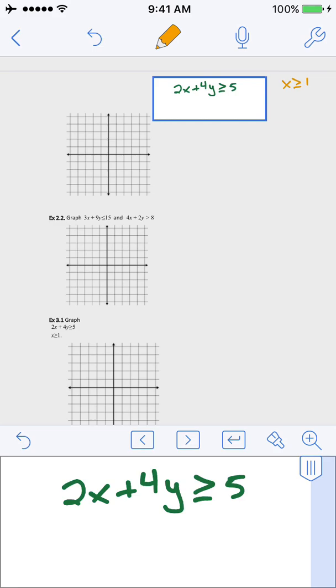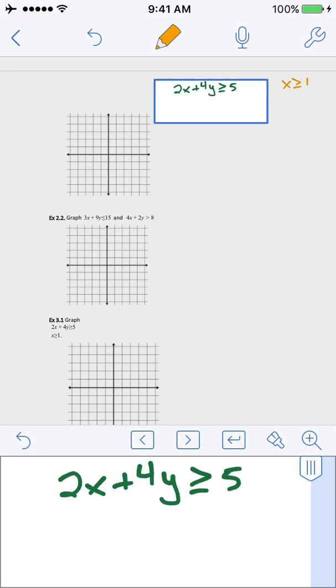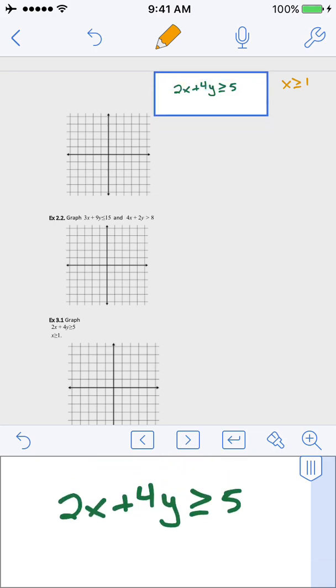Step number 1, let's graph this inequality. We're actually going to stop before we start shading. So don't shade yet, because we don't need to shade the whole thing. But let's go ahead and graph this one.